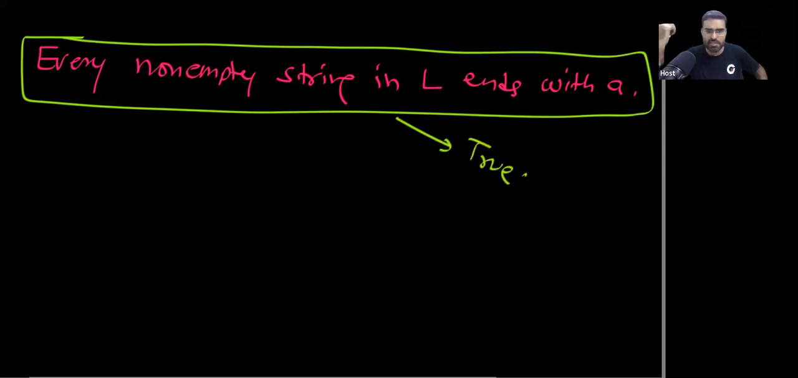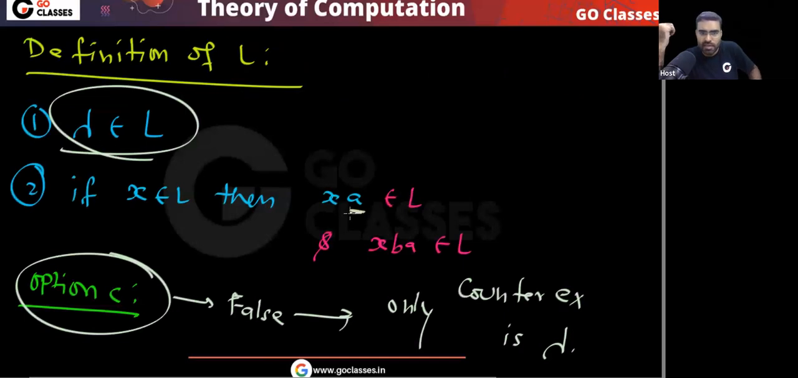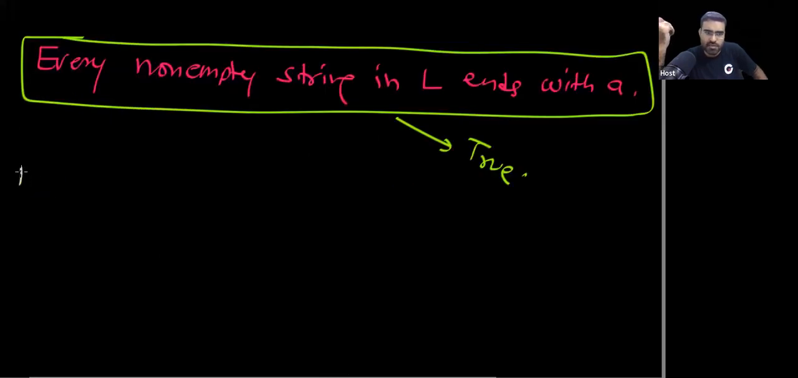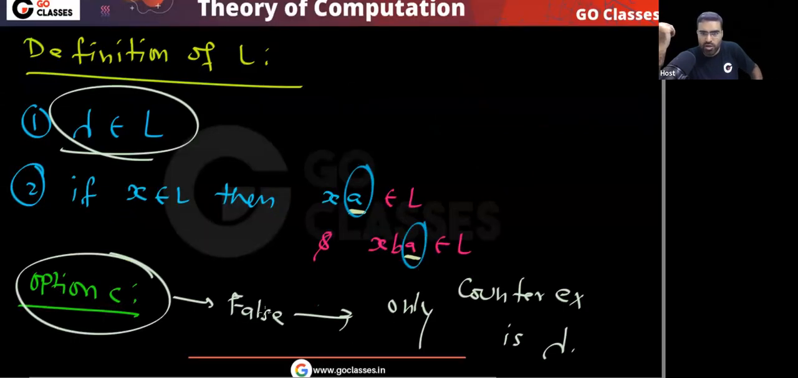Why will this be true? Because look at the language. Whatever string you are creating, it ends with A. You have lambda, but lambda does not end with A. After that, every string will end with A, because whatever you do, in the end you are either putting A or you are putting BA.